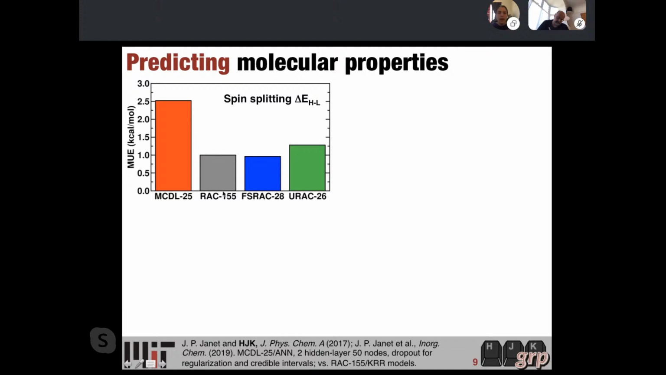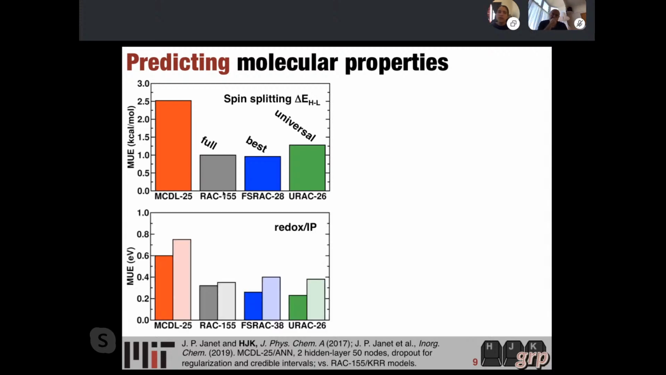But RACs and their feature selected subsets, which are systematically generated, actually outperform me quite a bit. So we got here to within about a kilocalorie per mole average mean absolute error with respect to DFT training data. And I will come back to the feature selected subsets, but we typically apply either recursive feature addition or things like random forest to rank features.